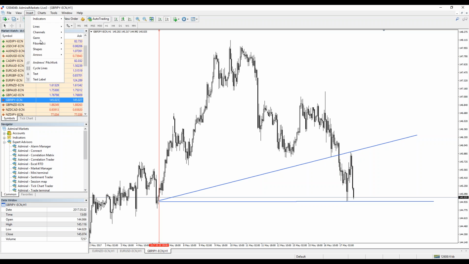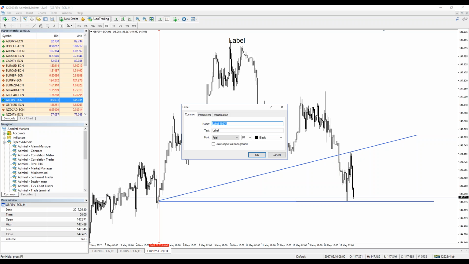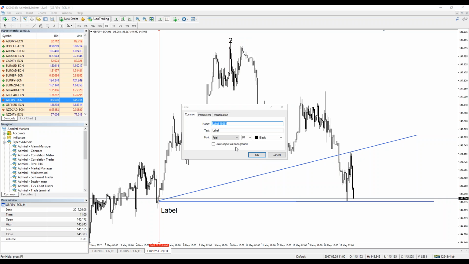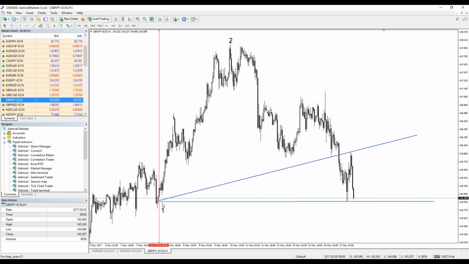So let's insert text labels here. So this is point 2. We always start from the top when we want to buy. Point 2 is always above point 1 in Wolfe waves. Point 1, of course, I'm talking about bullish. Point 1 is here. Okay.